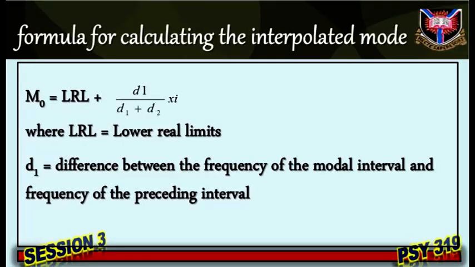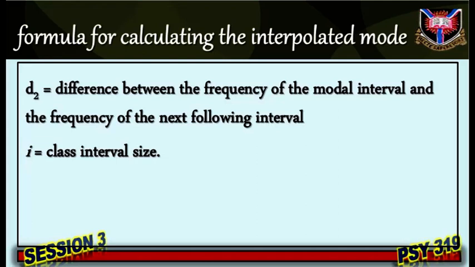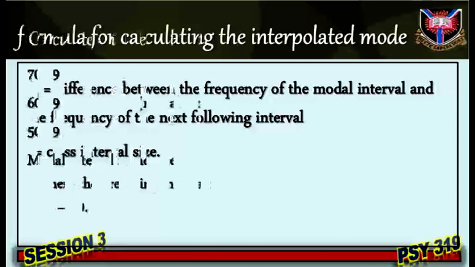The formula for calculating the interpolated mode is given as M0 is equal to LRL plus D1 over D1 plus D2 times I, where LRL is equal to lower real limit, D1 is equal to difference between the frequency of the modal interval and frequency of the preceding interval, D2 is equal to difference between the frequency of the modal interval and the frequency of the next following interval, I is equal to class interval size.